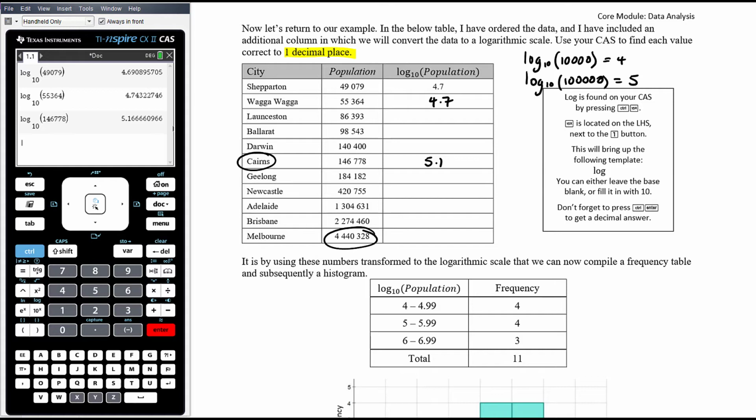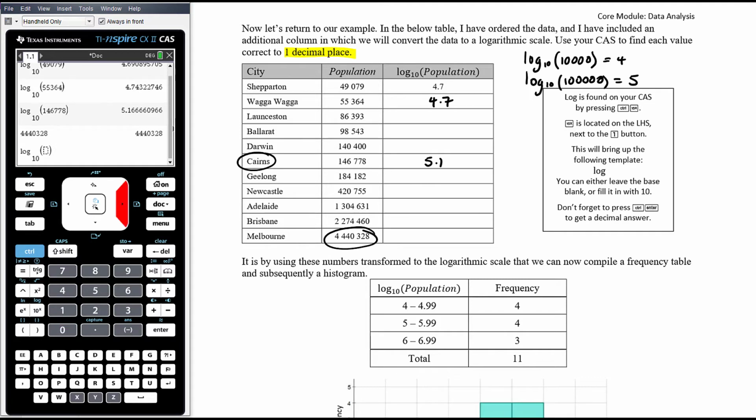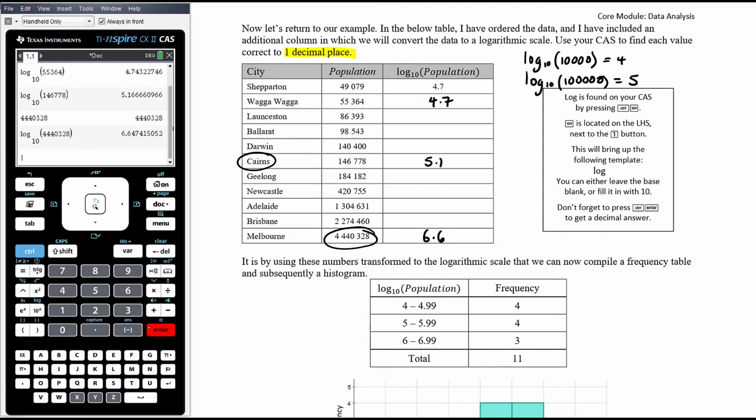We would expect this number here, which is between 1 million and 10 million, so between 10 to the power of 6 and 10 to the power of 7, so the log value should be somewhere between 6 and 7. Log base 10 of 4,440,328, Control Enter. Yep, 6.6. Okay, let me just pause the video and I'll fill them all in and then we'll come back.